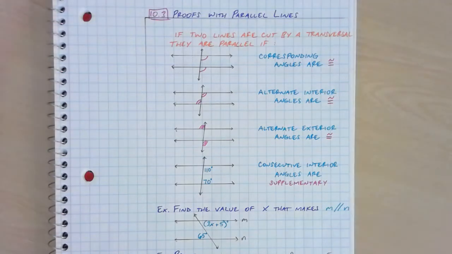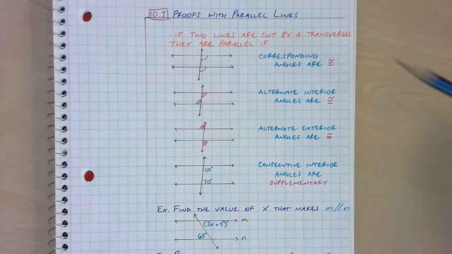All right, welcome to Chapter 10, Section 3, Proofs with Parallel Lines. Just to remind you, as a little bit of background information, in Chapter 10 we're talking about parallel and perpendicular lines. Section 2 and Section 3 both focus on parallel lines, and you're going to find a lot of similarities here in Section 3 to Section 2. They're basically flip sides of the same coin.